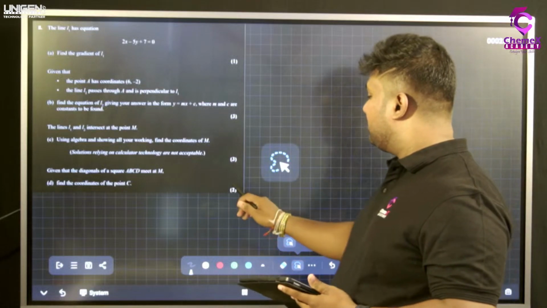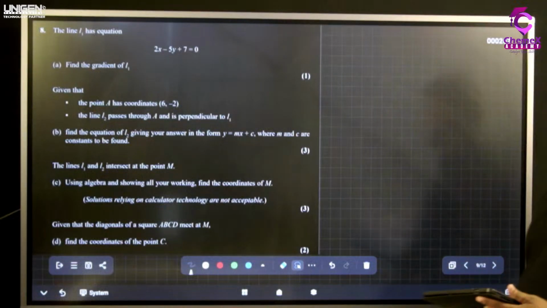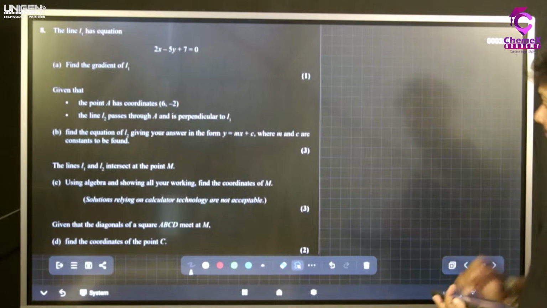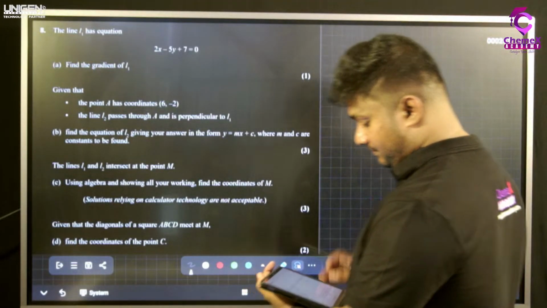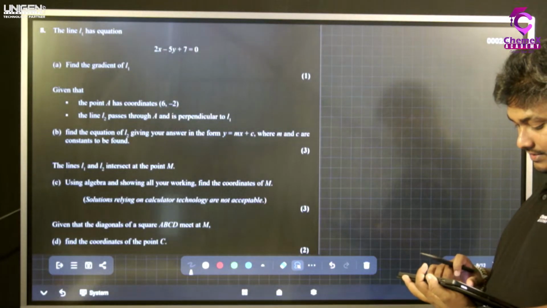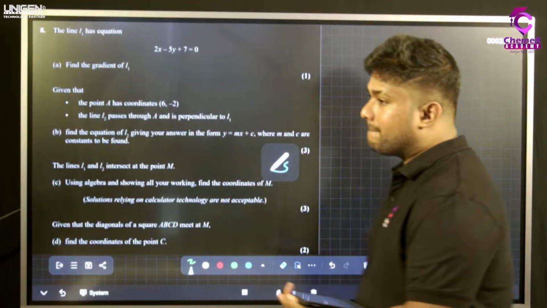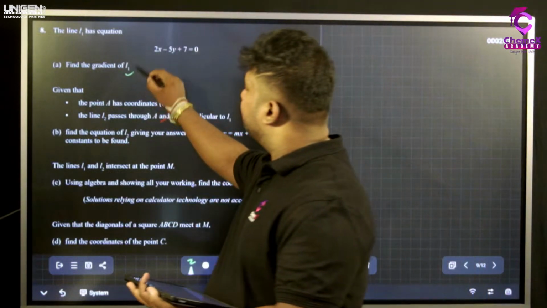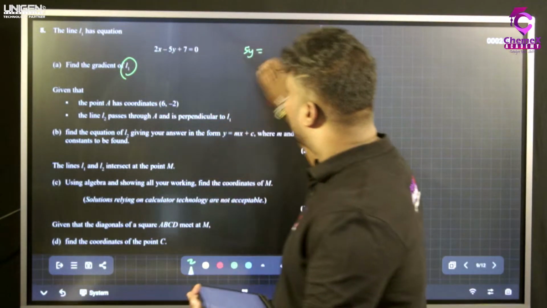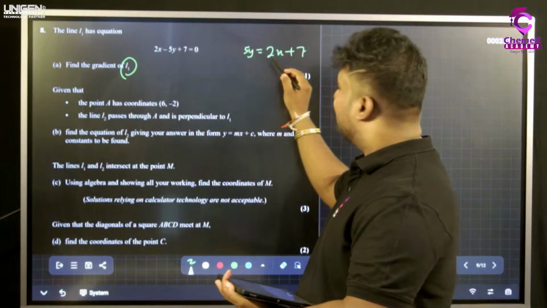All right, next question. Let me make it larger. Okay, sorry, it's the eighth one, first part. Find the gradient of L1. If you give it to grade 9 kids also, they'll do it. How do you do it? I took the 5y to the other side, then divide by 5.